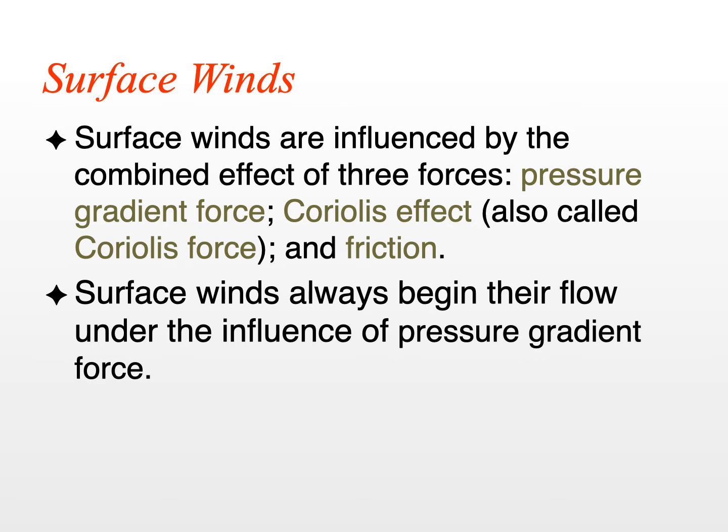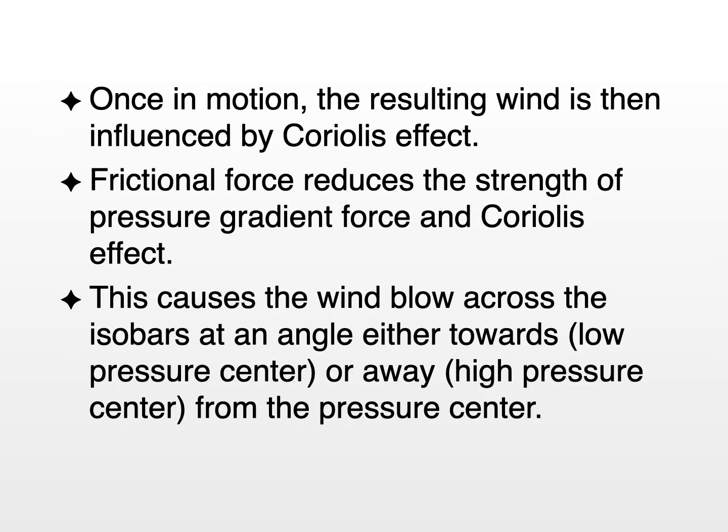Winds that occur at the Earth's surface are influenced by the combined effect of three forces: pressure gradient force, Coriolis effect, and friction. Surface winds always begin their flow under the influence of pressure gradient force. Once in motion, the resulting surface wind is then influenced by Coriolis effect. In the northern hemisphere, this effect is to deflect the wind off its path to the right. In the southern hemisphere, the deflection is to the left.